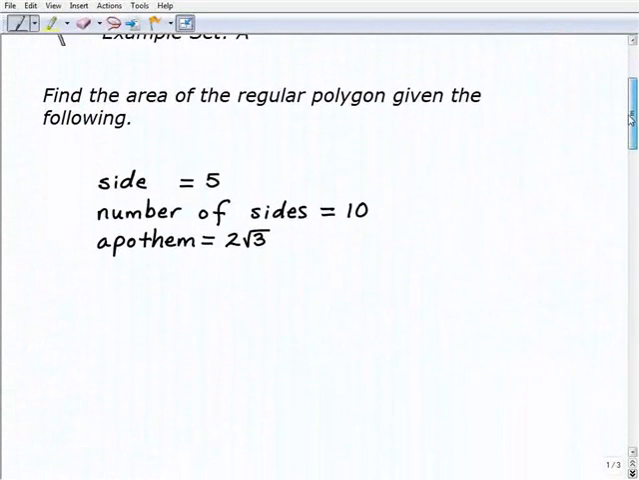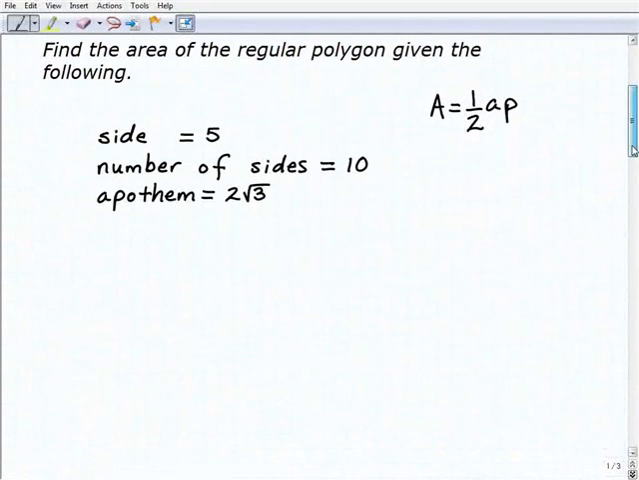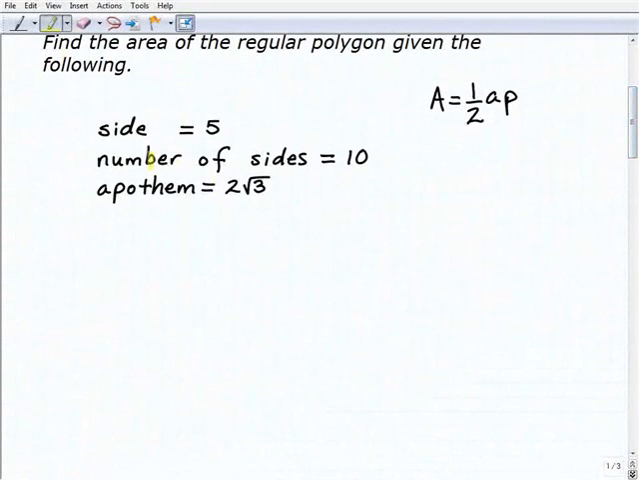And this first exercise is really just to get you comfortable using the formula we talked about in the lesson. And that was the area of a regular polygon is equal to 1/2 A times P, where A is the apothem and P is the perimeter. Okay, but you can see here that we have enough information to find the apothem and the perimeter.